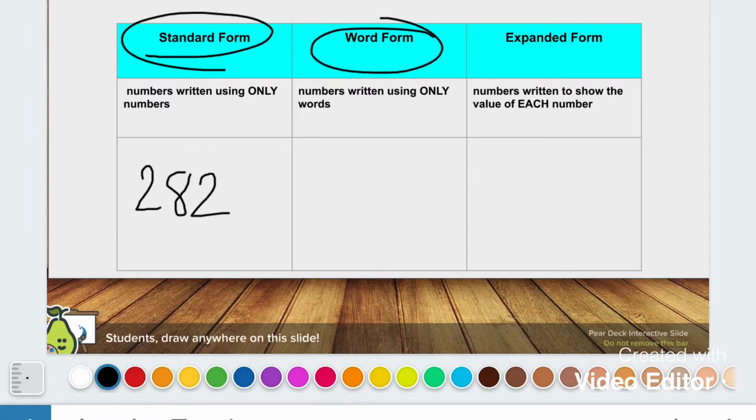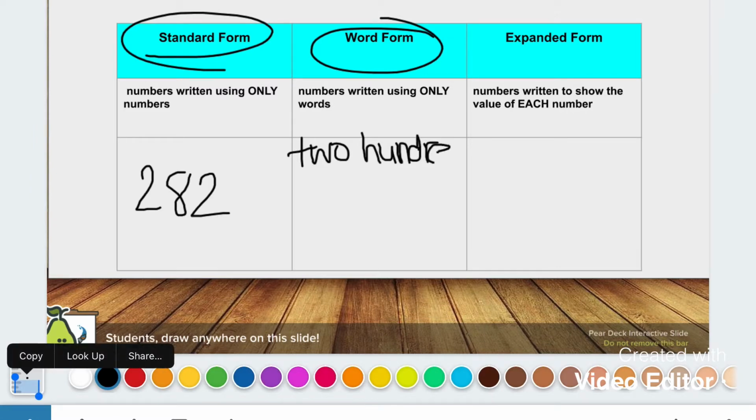Whereas word form is the complete opposite. In word form, we're going to take this number and we're going to write it in words. The same way you would say it out loud is the same way you would write it. 282. 100, 80, 2.